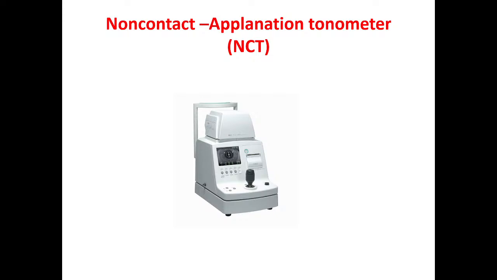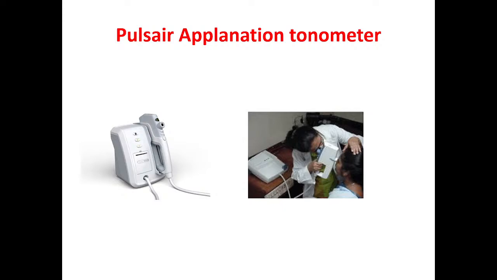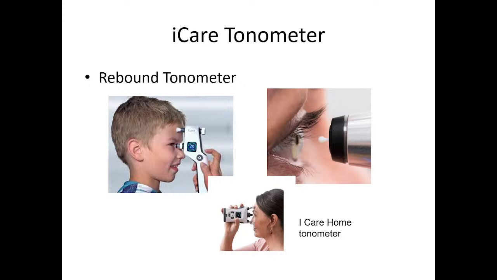It does not give a very accurate reading, so if it gives a higher reading we have to confirm with the help of a Goldmann applanation tonometer. This I told you, handheld applanation tonometer, non-contact pulse air. So here we can use it in pediatric patients or patients who cannot sit at the table and cannot use the NCT, we use the pulse air, it is a handheld tonometer.